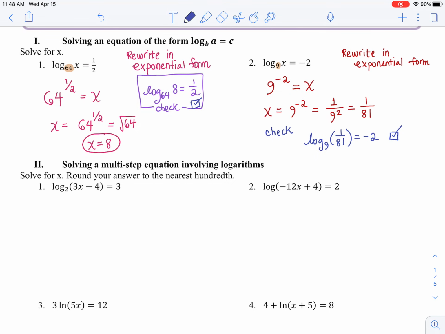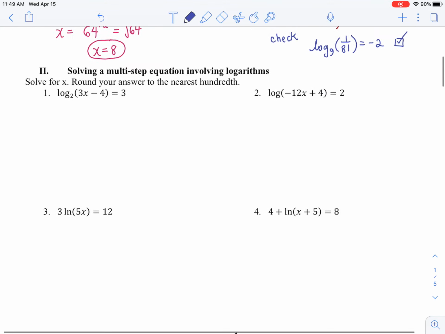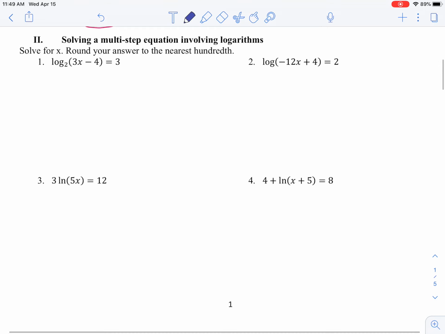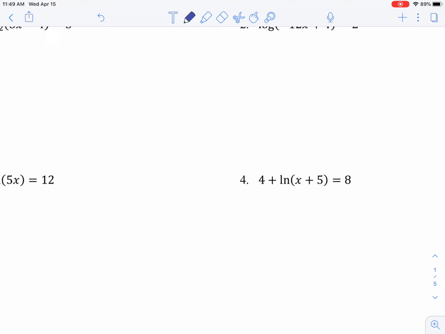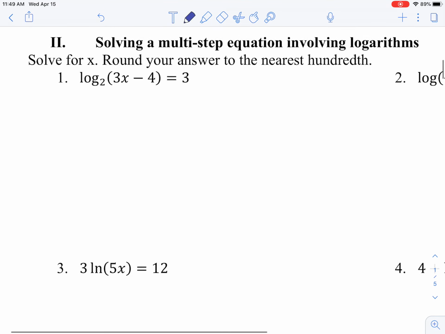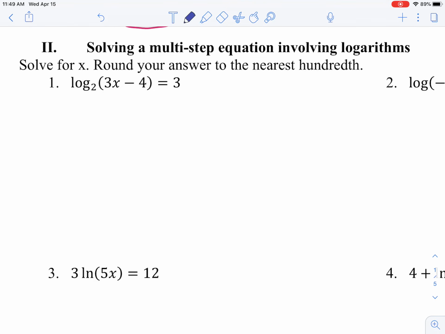Okay, so those I consider to be the easiest problems, where all you need to do is just rewrite the equation that's currently in logarithmic form to exponential form. But sometimes, the type 2 that I got right here for you, these are going to be the multi-step. So we'll try these first, and we're going to round the answers to the nearest 100th, okay? All right, let's look at number 1 here together.